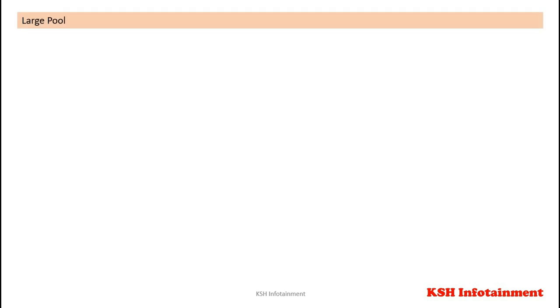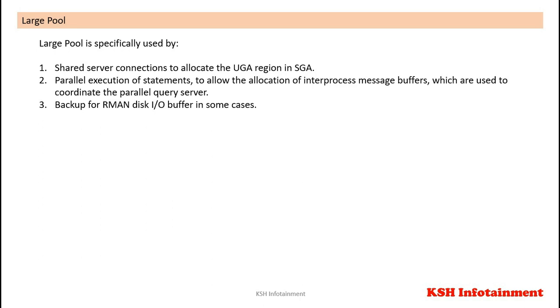Large pool. Large pool is specifically used by shared server connections to allocate the UGA region in SGA. Parallel execution of statements, to allow the allocation of inter-process message buffers which are used to coordinate the parallel query server. Backup for RMAN and disk I/O buffer in some cases.